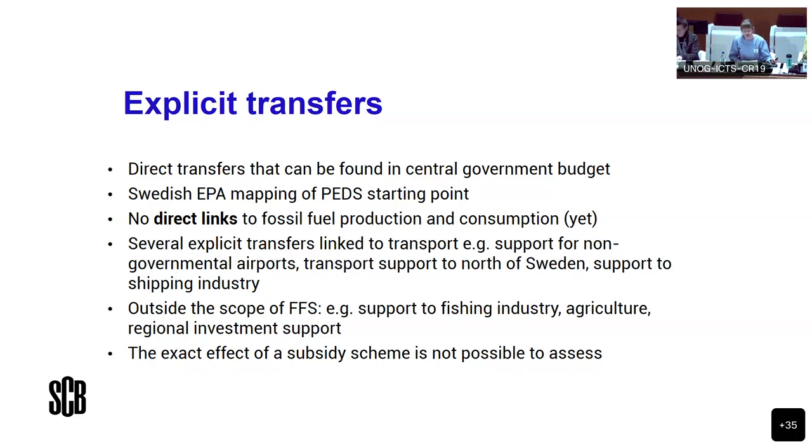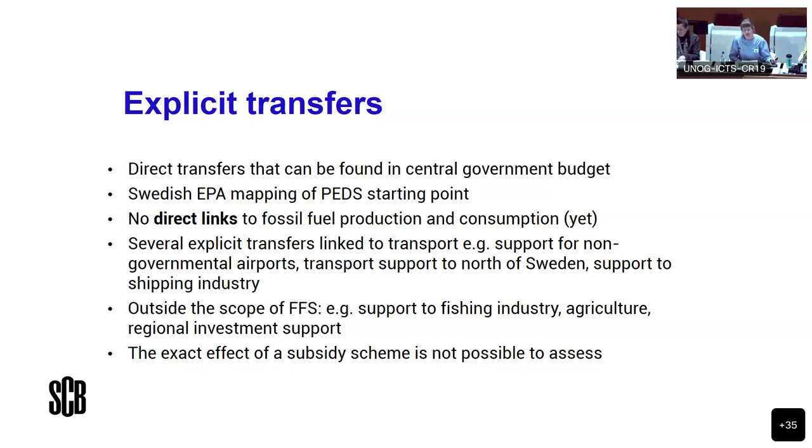We did find several explicit transfers linked to transport, such as support to airports or the shipping industry or transport in rural parts of Sweden. And also outside the scope of fossil fuels, we found support to the fishing industry, agriculture, regional investment support that might be broader than fossil fuel subsidies.